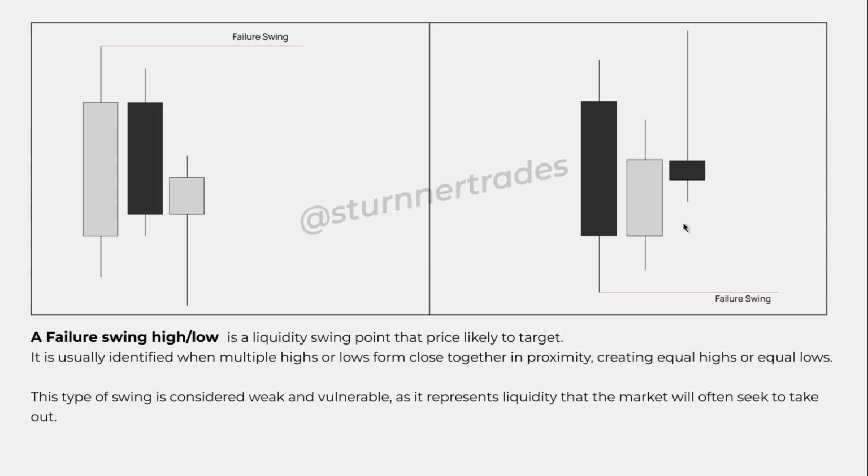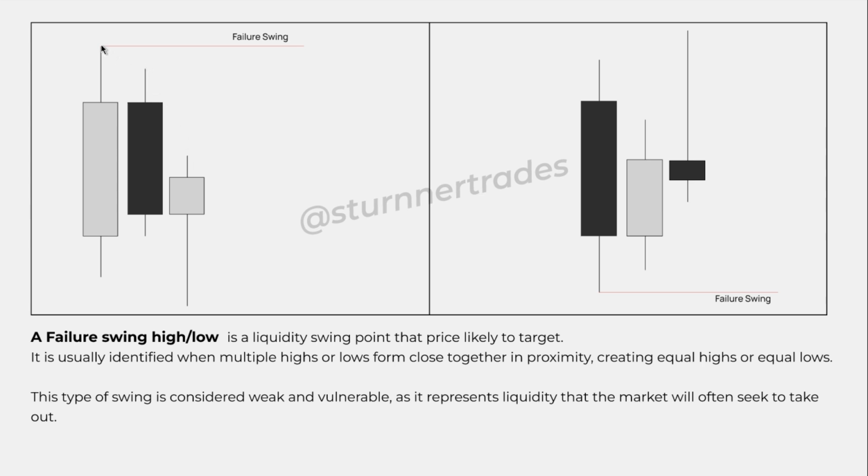And why do we call it failure? Well, because the swing failed to push price far enough away to create space. Instead, price stalled, left those equal levels behind, and now they act like magnets. The market loves to run that liquidity before making its real move.